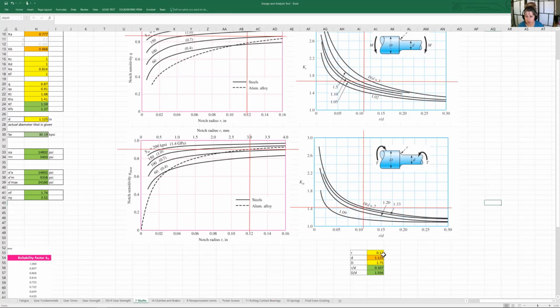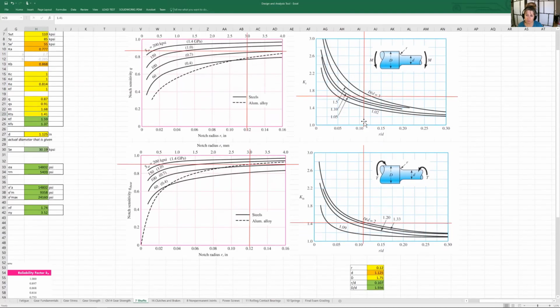Big D over little d about 1.6. So I've tried to position it. So hard to see. So it looks like about 1.41. So that would be our input for KTS, which I have. And then for torsion, same R over D ratio, and then same big D over little d ratio. So that looks like it's matching up to about, this is 6, so 1.68 maybe. So just get as close as you can.